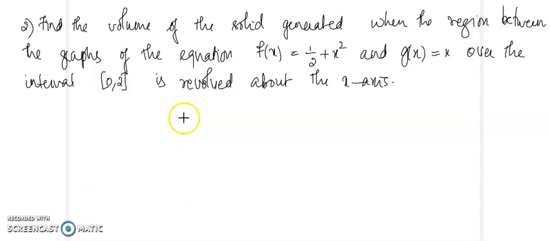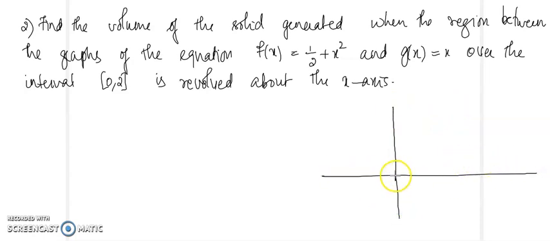So next problem is find the volume of the solid generated when the region between the graph of the equation f of x equal to 1 by 2 plus x square and g of x equal to x over the interval 0 to 2 is revolved about the x-axis. So let us look at the graph of f and g. So g is x. So that is the line y equal to x. Now let us draw the graph of 1 by 2 plus x square.